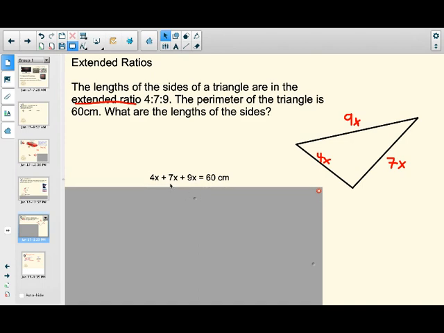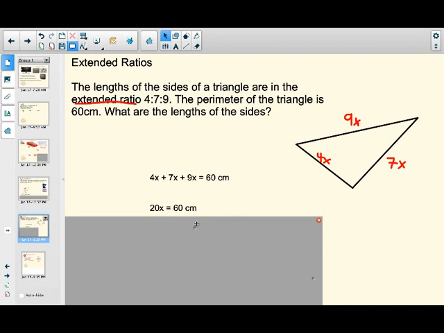So we start just like we did the last one. We're going to take 4x plus 7x plus 9x, right? Because we're trying to get perimeter. So we add the sides together. That has to add up to 60. Now that we take those three values, 4 plus 7 plus 9, that's going to give us 20x. 20x is equal to 60. And now one step further, we find what x is.